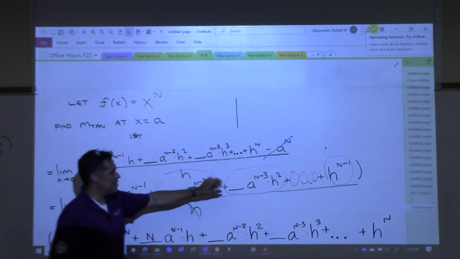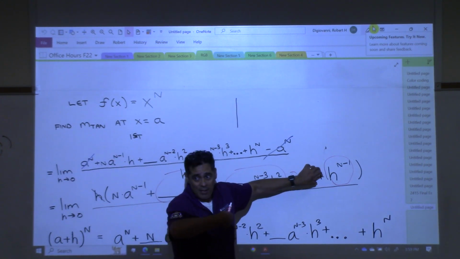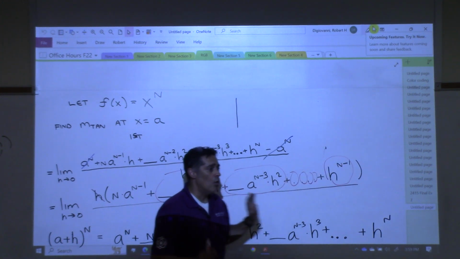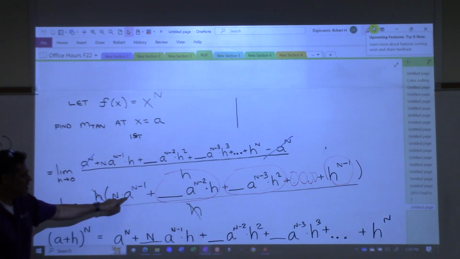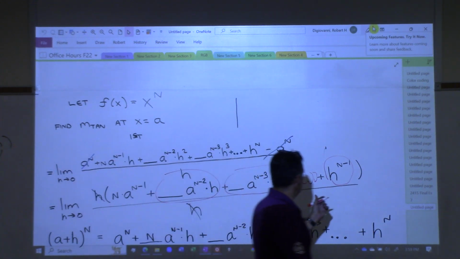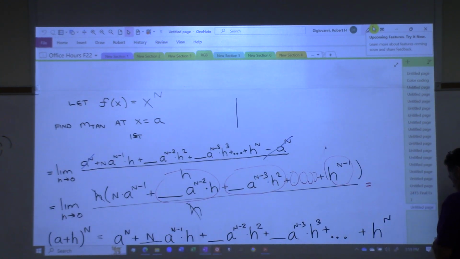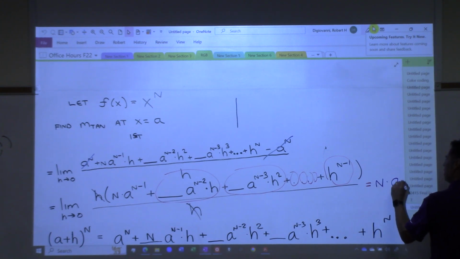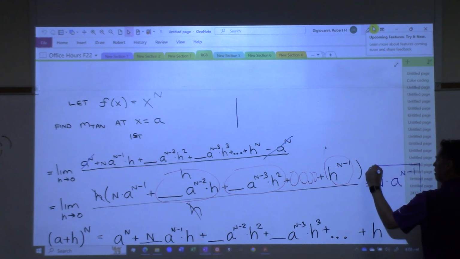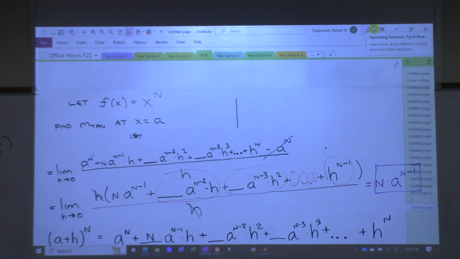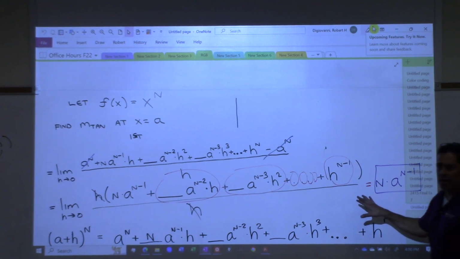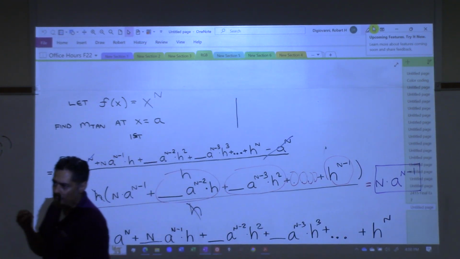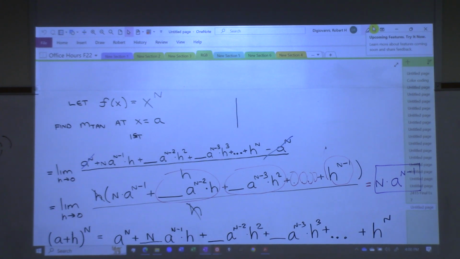So this is going to go away, that's going to go away, everything in the dot, dot, dot is all going to go away. The very last one goes away. The only thing left is what? N times a to the n minus 1. And I've taken the limit, so no more limit. N times a to the n minus 1. That is super powerful, right? Look what we've done. We have found a formula that will give you the slope of the tangent line at any point for any function that is just a power of x.